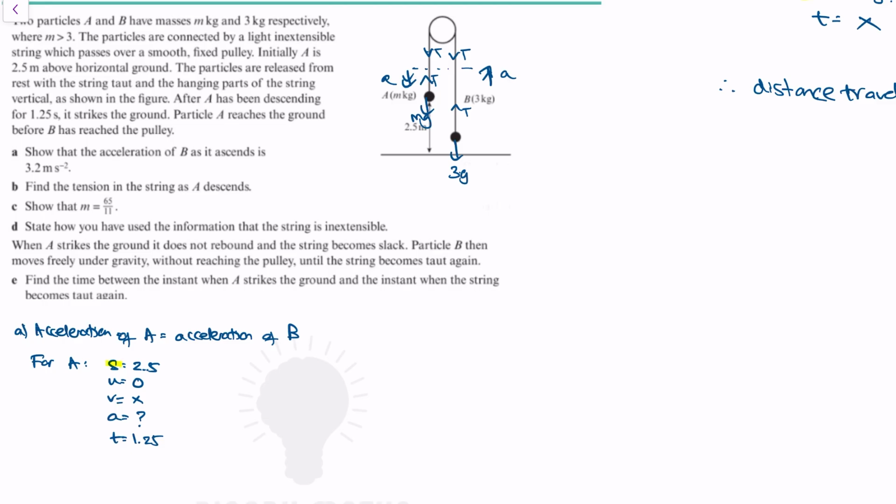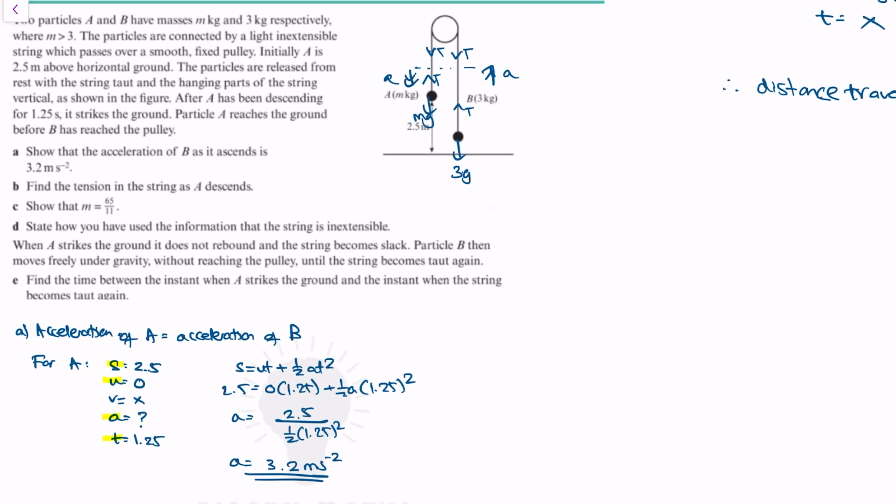So what we have is s, u, a, and t. So s is equal to ut plus half at squared. That's the equation that we're using. So 2.5 is equal to 0 times 1.25 plus half a times 1.25 squared. If I rearrange it, a will be equal to 2.5 divided by half times 1.25 squared, which gives me an acceleration of 3.2 meters per second squared, which is what I wanted.